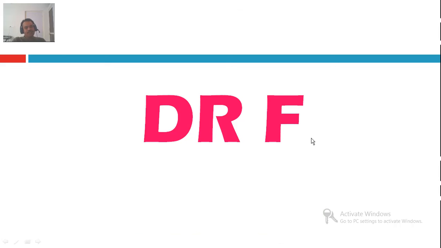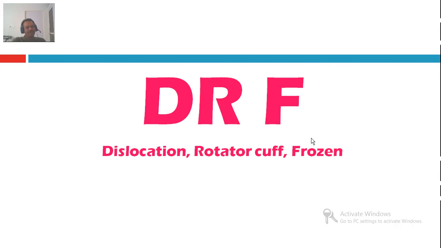Now this is an important concept. I call it Dr. F issue. If you don't like that terminology, then you use a simple trick of Dr. Frozen. Now, DRF issues are very simple. D stands for dislocation, R stands for rotator cuff, and F stands for frozen. Now, what I mean by dislocation is more of instabilities. So this kind of non-traumatic pathologies includes sprain, strain, subluxation, dislocation. So that's one group of pathologies.